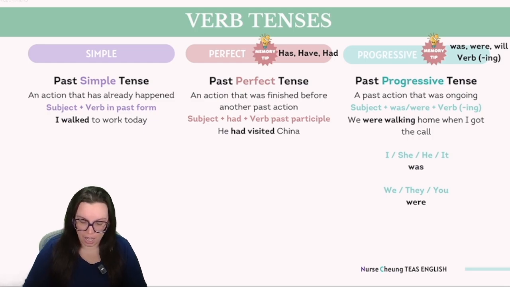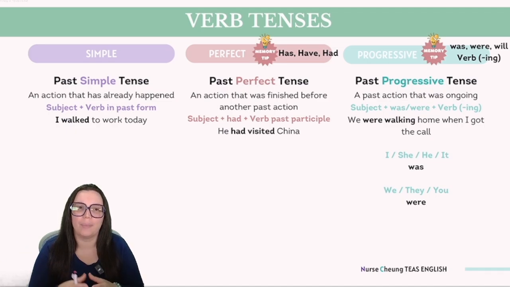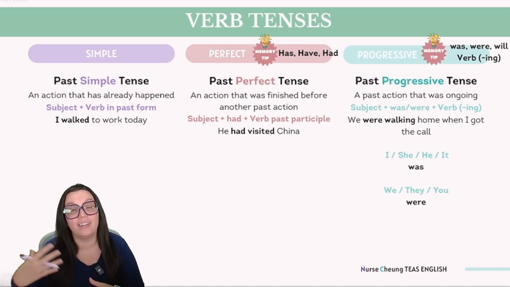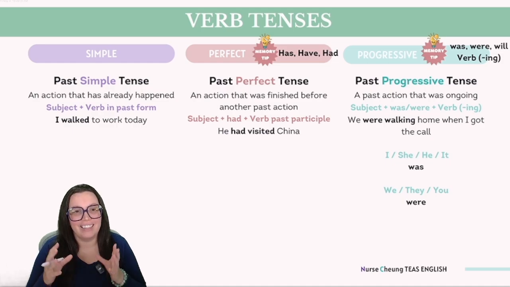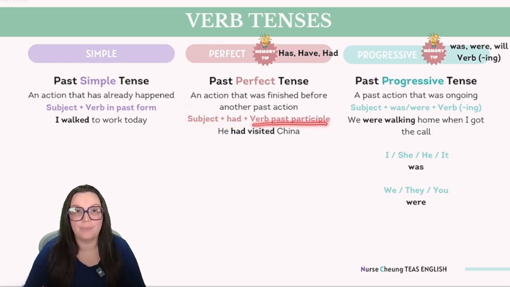For example, I walked to work today. This construction clearly places the action in the past. With past perfect, this tense is used to describe an action that was completed before another action in the past. The typical structure consists of the subject followed by the word had, followed by the verb in its past form. An example of this could be, he had visited China.